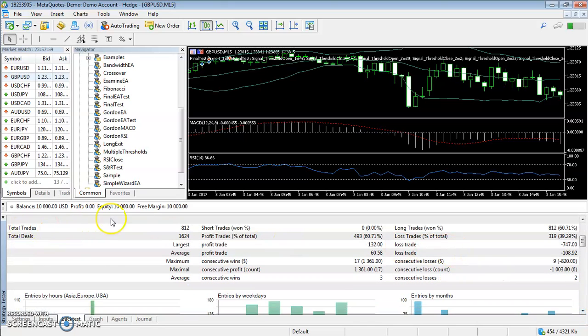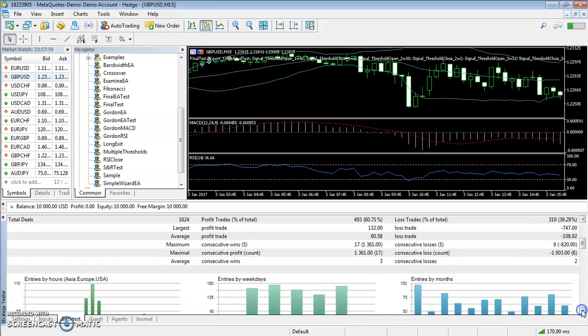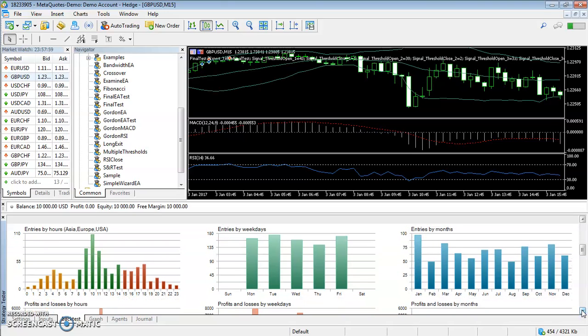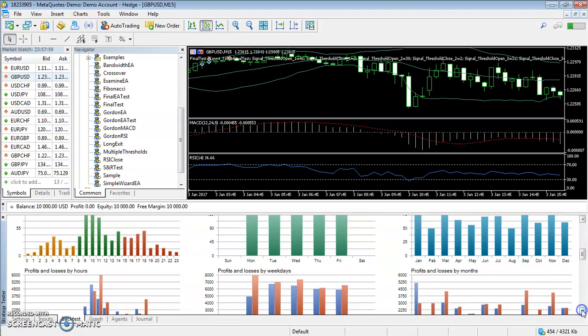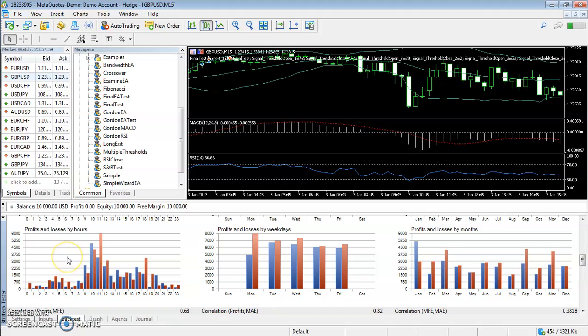It executed a total of 812 trades. Now we can see here we got 60.71% of profitable trades compared to 39.29% of losing trades from a total of 812 trades. And there's more data that you can look at here. Keep scrolling down, some graphs. More graphs here from the data we've tested.